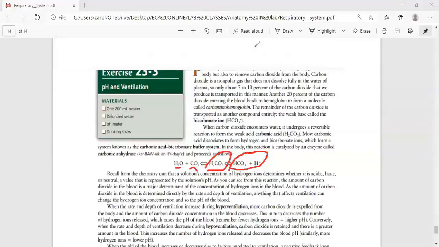Guess what your respiratory system is going to do with this carbon dioxide? It's going to exhale that. If you exhale this carbon dioxide, then you're getting rid of this hydrogen right there.